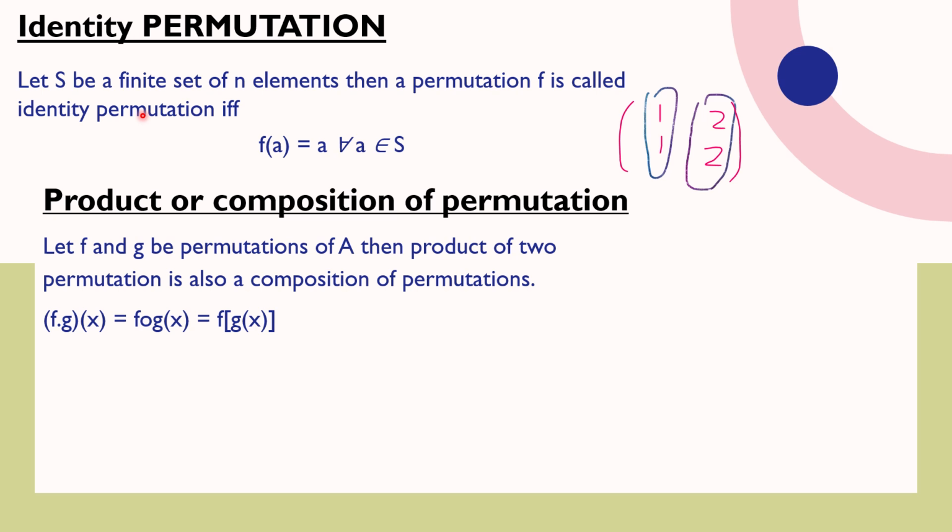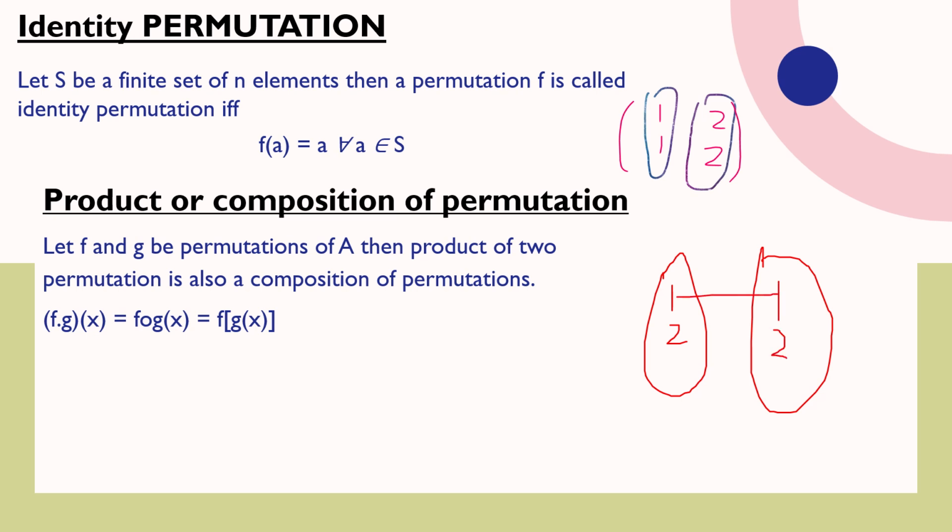Next we have identity permutation. Let S be a finite set of n elements, then a permutation f is called identity permutation if and only if f of a is equal to a for all a element of S. What do we mean? Let's suppose you have a set S which is 1 and 2, and you make a permutation for it. So you have 1 2 over here as well. By identity permutation, we mean that 1 is mapping to 1 itself and 2 also is mapped to 2.